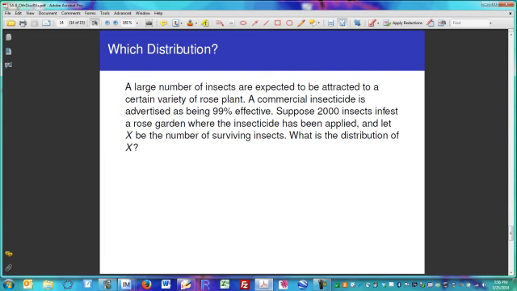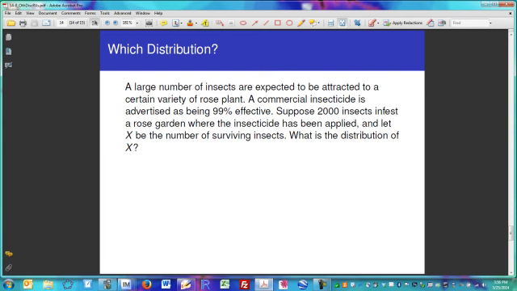So it seems like it's a sequence of Bernoulli random trials, or Bernoulli trials, 2,000 of them. And that seems to lead us to the conclusion that this could be modeled by a binomial random variable. Let's just think about the requirements for binomial random variables. You have a sequence of Bernoulli trials where the probability of success is fixed.